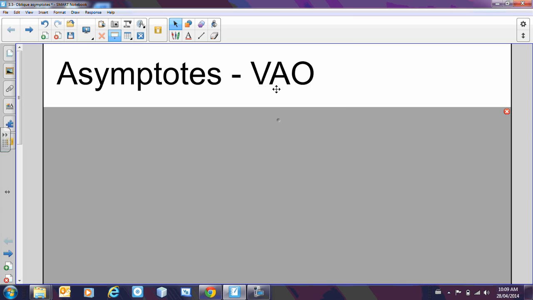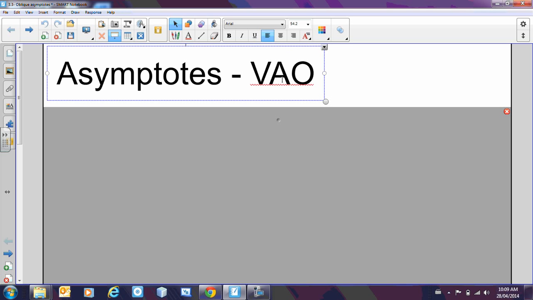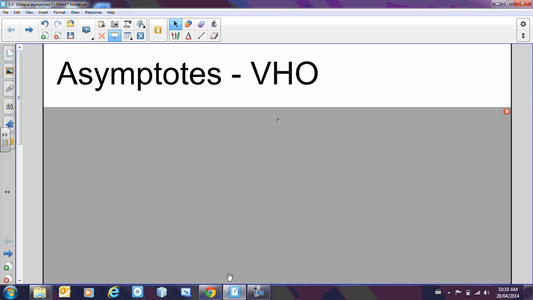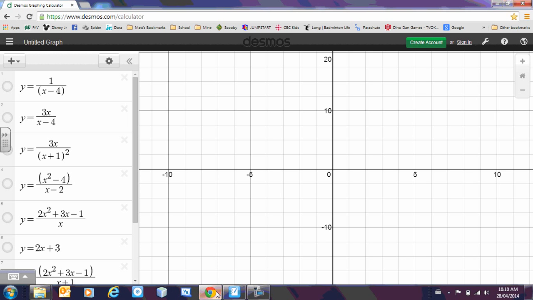I have asymptotes VAO, vertical and horizontal, VHO, will be a review for sure. Obliques I'm not too sure about, so we'll cover obliques in a little bit more detail. So if I just look at a few examples here, instead of having you do this yourself, I just thought I could pull up some quick examples.